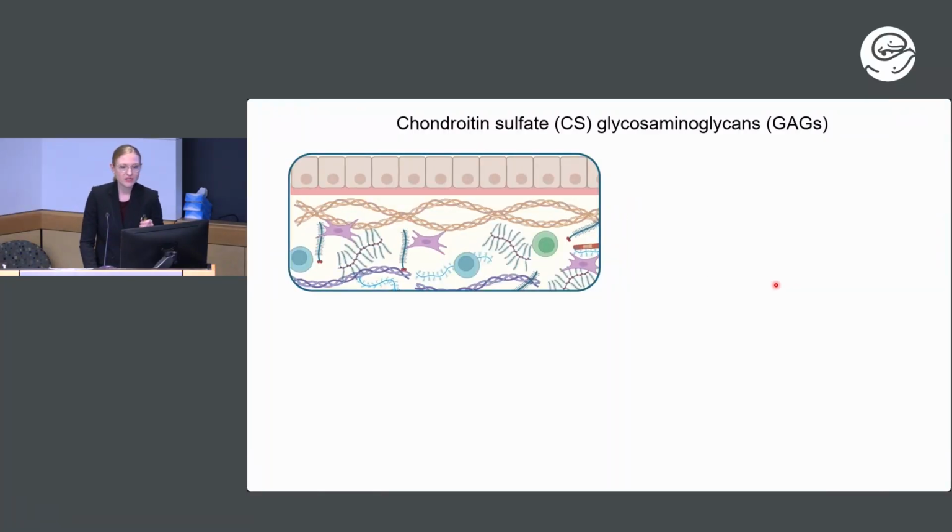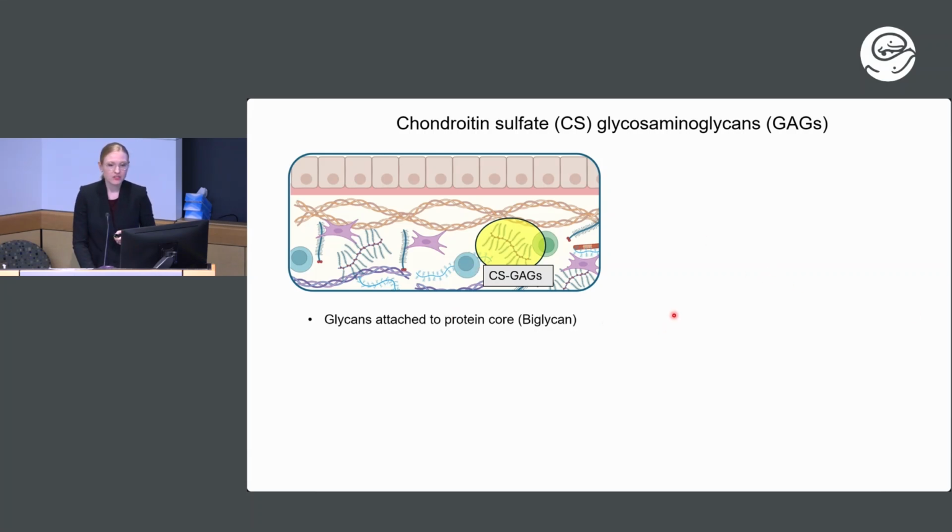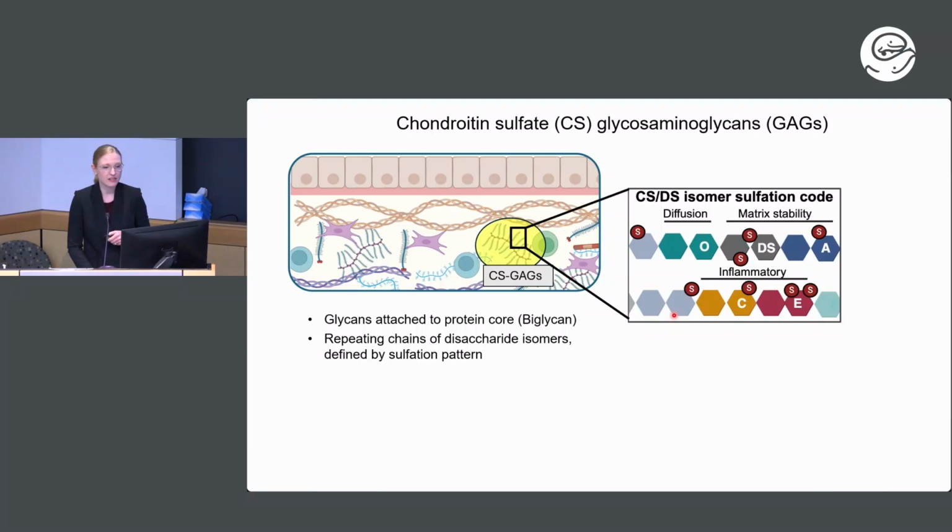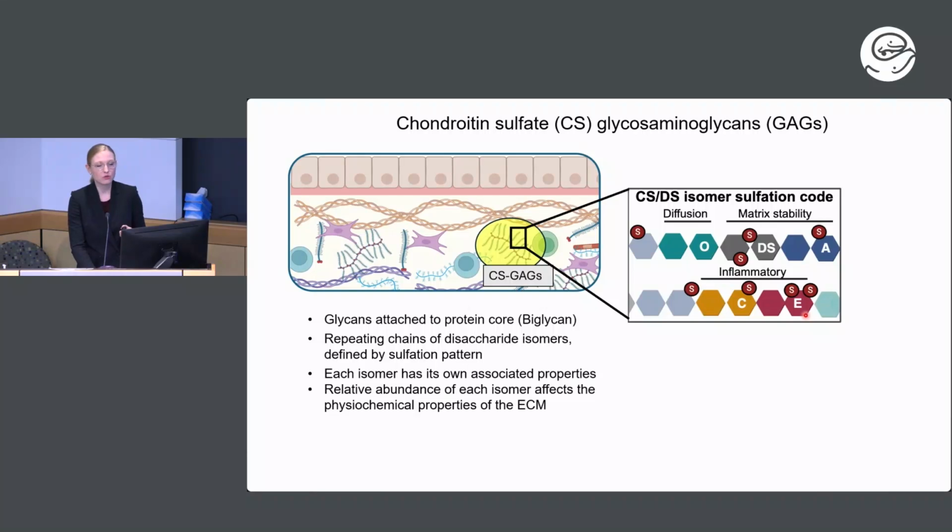So I'm going to highlight one specific component of the extracellular matrix, these chondroitin sulfate glycosaminoglycans, or CS GAGs. Here they are in the intestines, again in the lamina propria, residing next to fibroblasts and immune cells. These are glycans, or sugar chains, attached to a protein core that consist of repeating chains of disaccharide isomers. These are the building block units that repeat. And each isomer is defined by its unique sulfation pattern. Each isomer has its own associated properties, which you can see listed here.